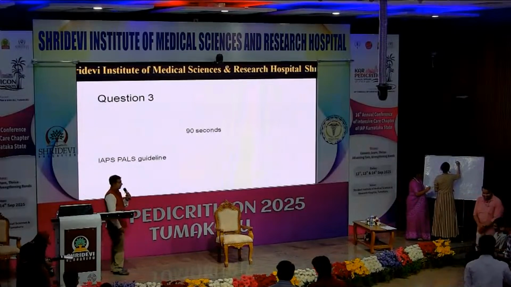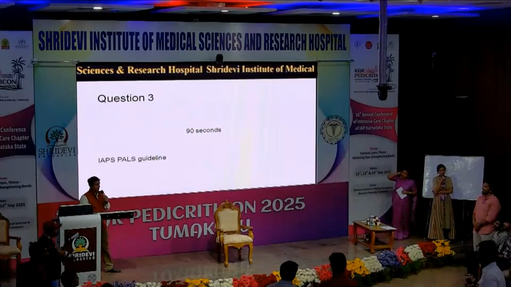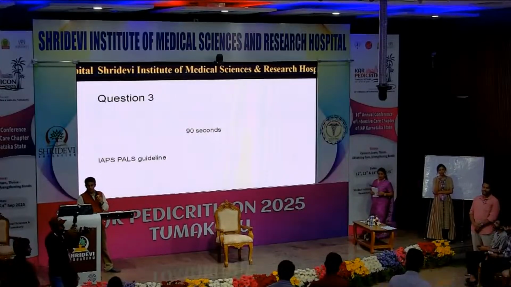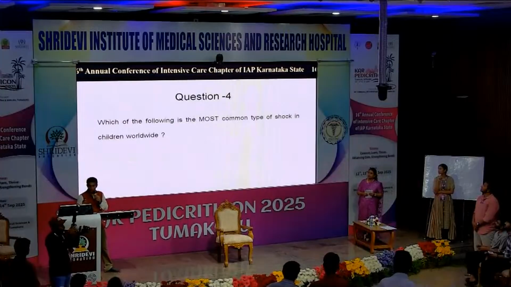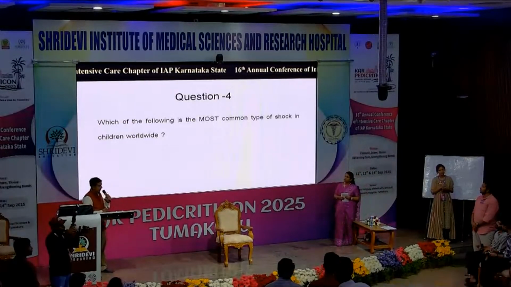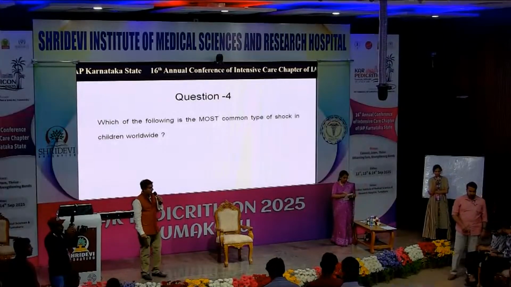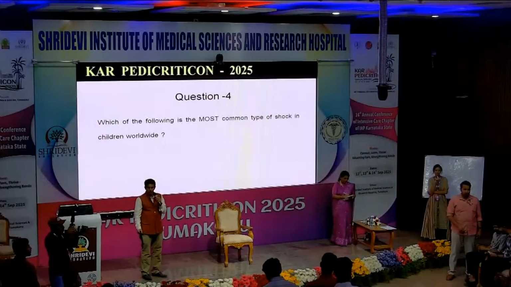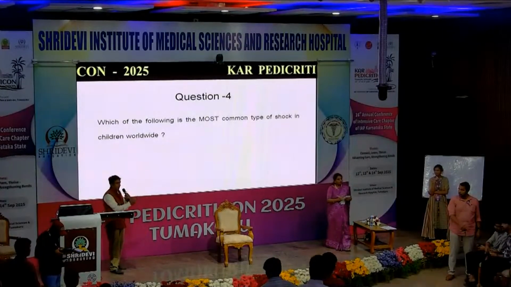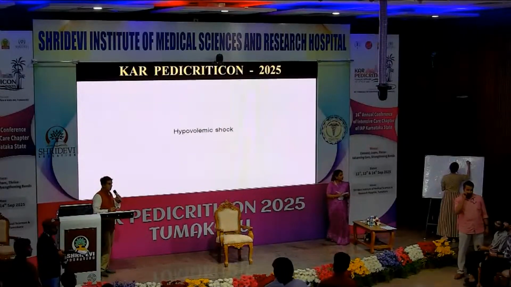The next question, team D. You ready? Your mic is correct? Yes, sir. Okay, timer. Which of the following is the most common type of shock in children worldwide? Others can write the answer. Most common type of shock worldwide. Hypovolemic shock. Who's answered? Hypovolemic shock. Yeah, correct. The answer is correct.